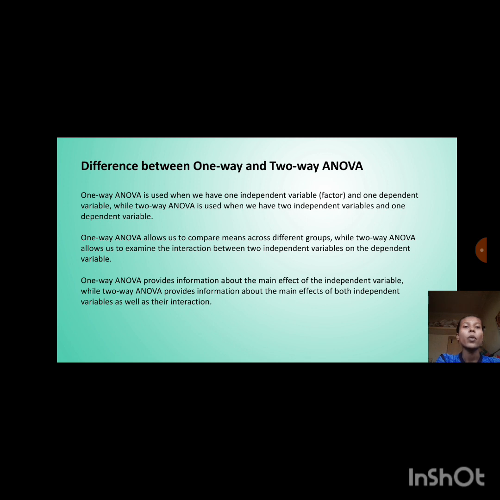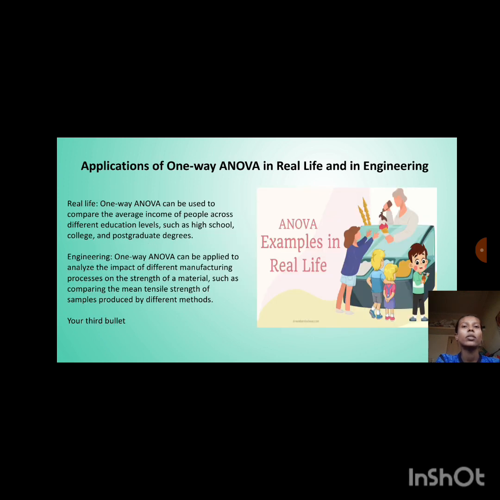One-way ANOVA provides information about the main effect of the independent variable, while two-way ANOVA provides information about the main effect of both independent variables as well as their interaction.